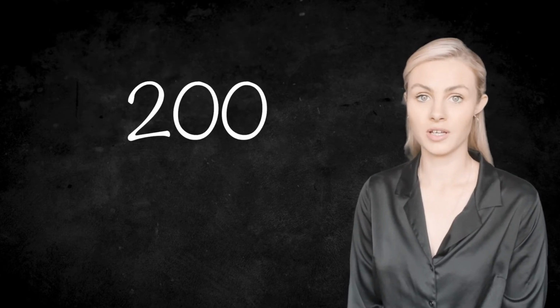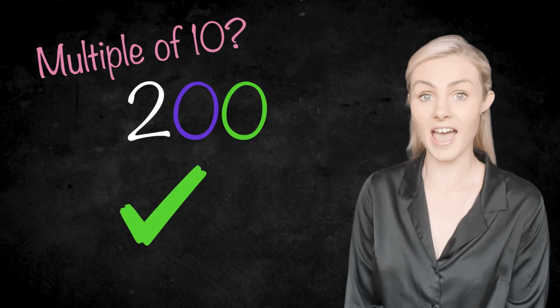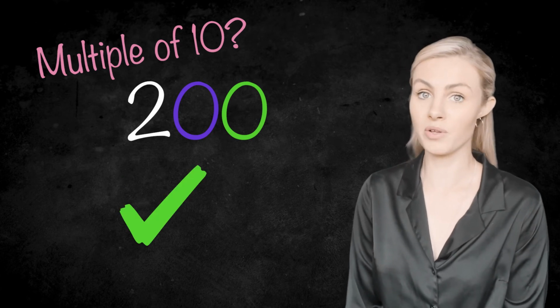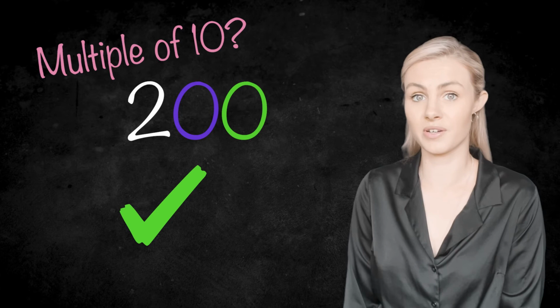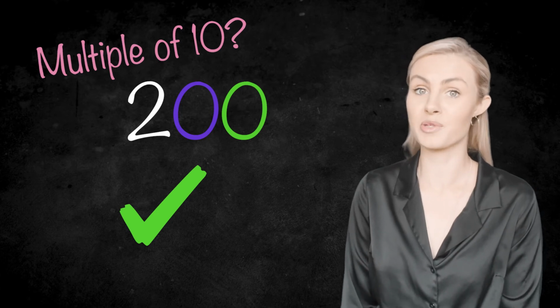However, there is a twist. The rule doesn't say anything about having a 0 in other places. So let's look at the example 200. It's got a 0 in the ones column, but it also has a 0 in the tens column. So is it still a multiple of 10? Well, the answer is yes. As long as there's a 0 in the ones column, it doesn't matter if there's additional zeros in other places, it's still a multiple of 10.